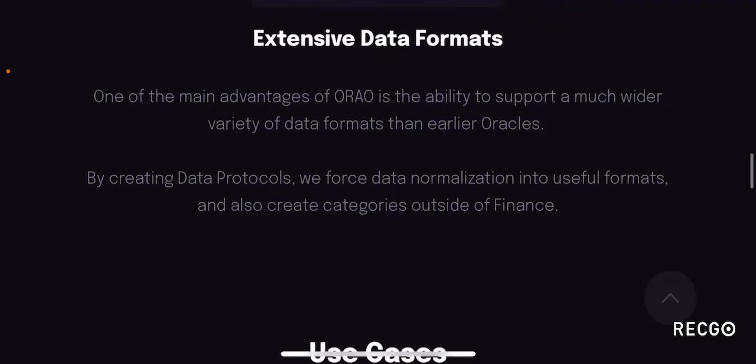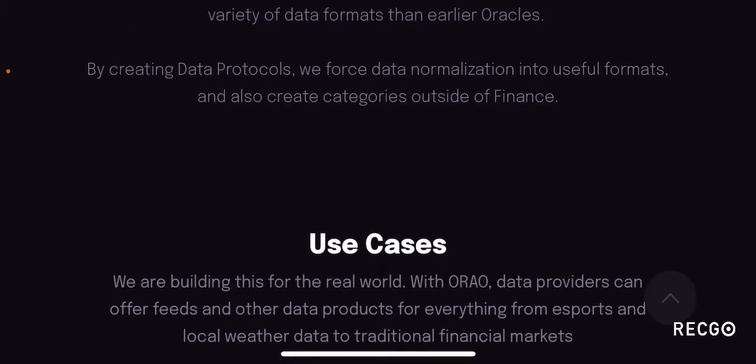Which is very interesting. By creating data protocols, we force data normalization into useful formats and also create categories outside of finance. Again, they're able to use the high amount of data information that they're getting from the real world and categorize it not only for the financial purpose of a DeFi ecosystem, but also for use cases that are beyond the financial space, right?